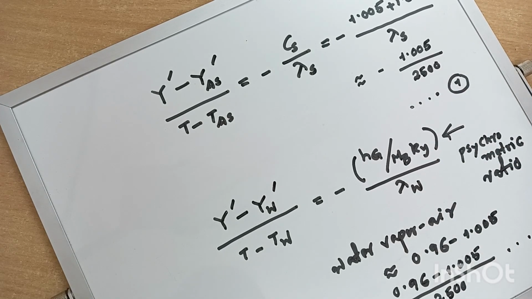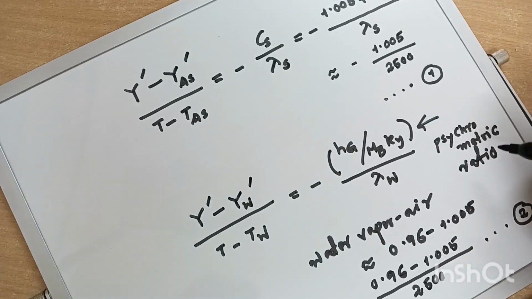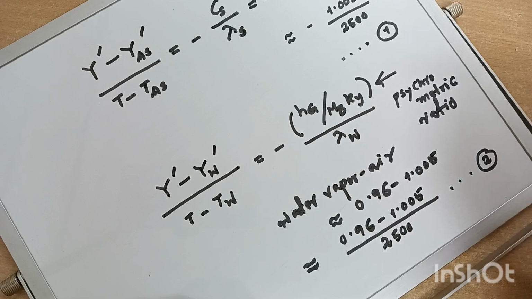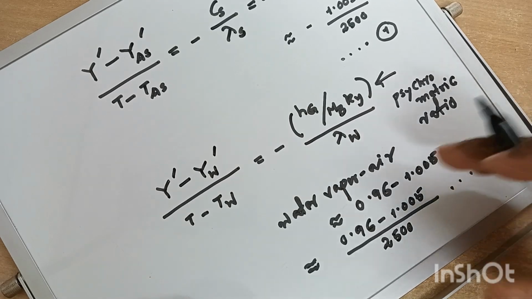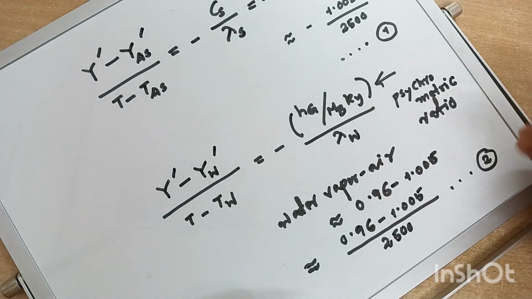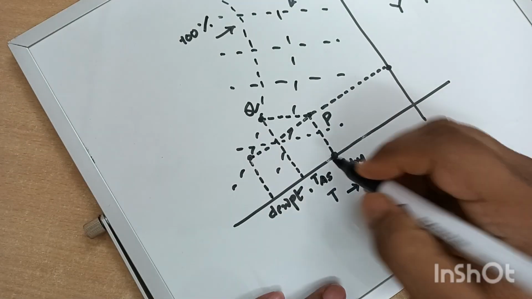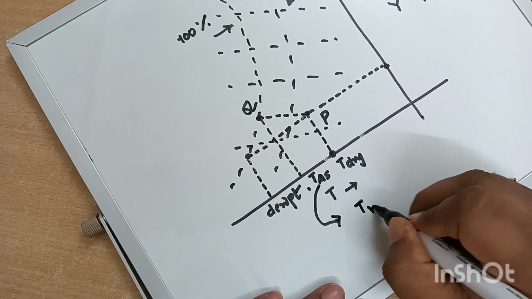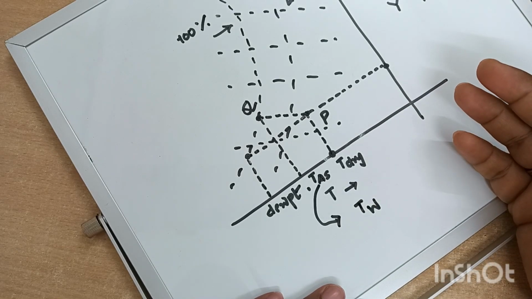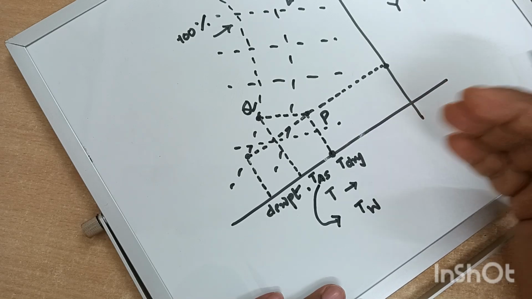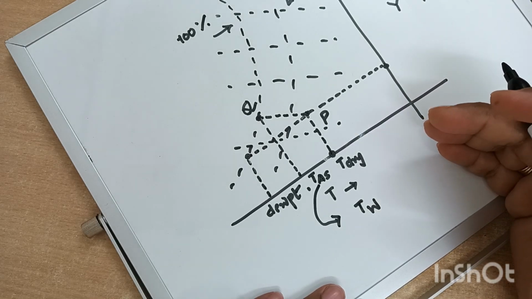Okay, because in those cases the value of the psychrometric ratio won't range between 0.96 and 1.005. For that reason, within the psychrometric chart we assume the adiabatic saturation lines are similar to the wet bulb temperature lines, and for the same reason the value of wet bulb temperature will be the same as that of adiabatic saturation temperature. Okay, so in this way we can easily find out the value of dew point, the adiabatic saturation temperature and wet bulb temperature. Thank you very much.